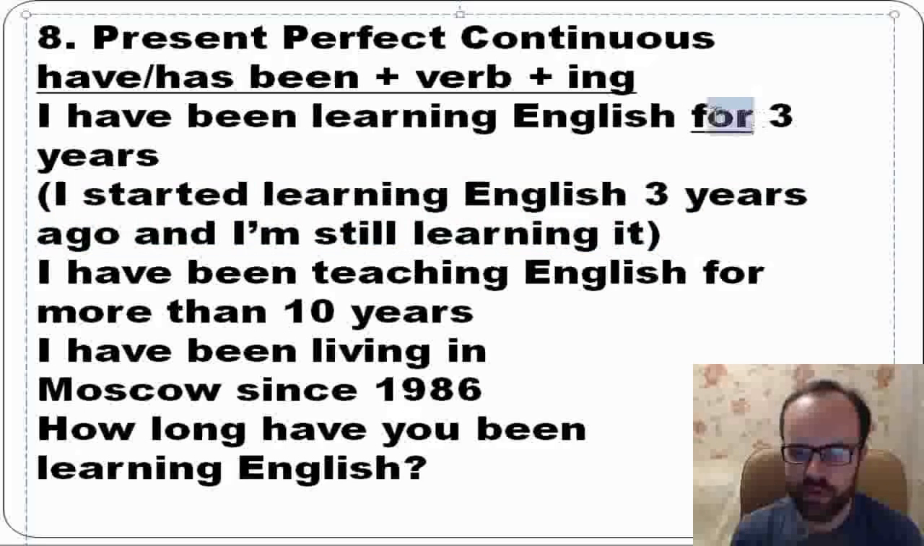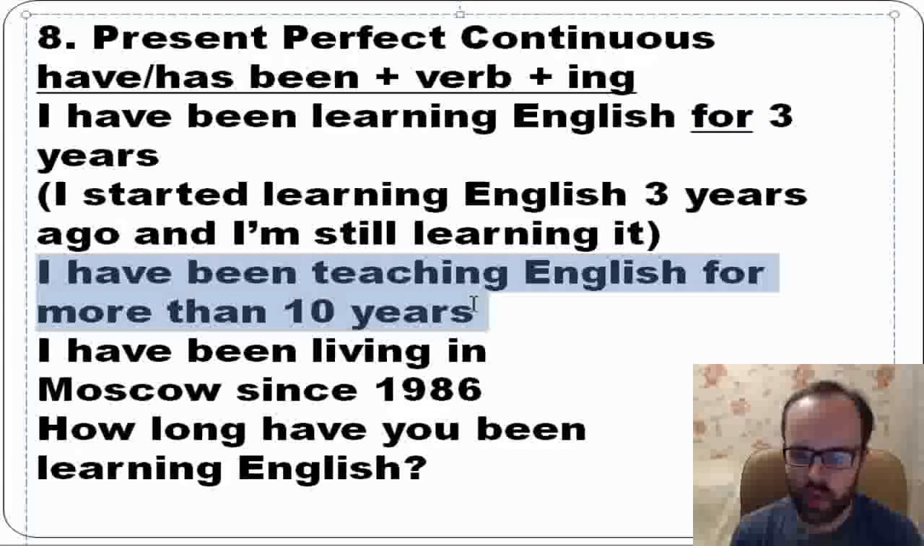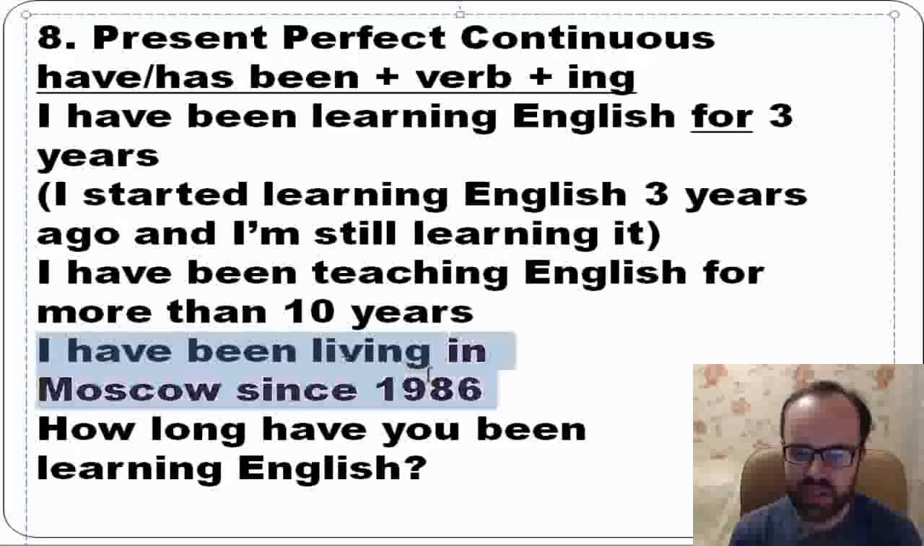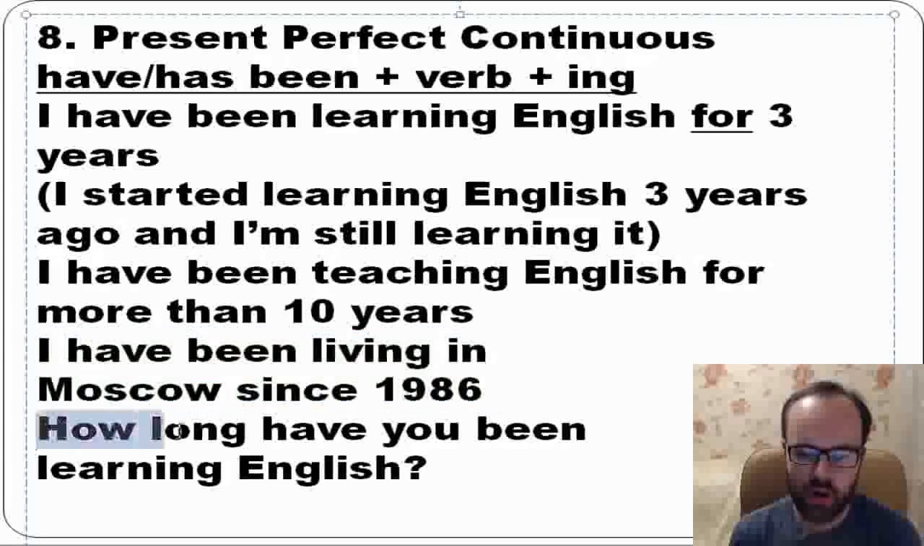And you often use "for" with this tense. Next, I have been teaching English for more than 10 years. That's true. So it means that I started teaching English 10 years ago and I'm still doing it. I have been living in Moscow since 1986. And we also use this tense if we have "how long" in questions. So how long have you been learning English?